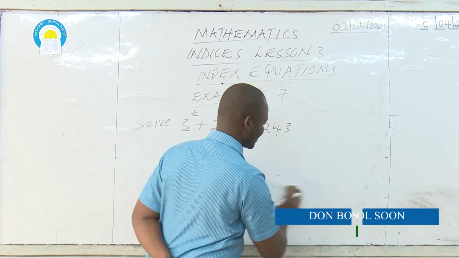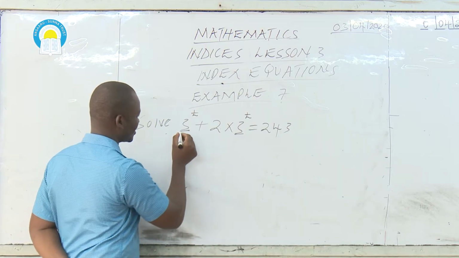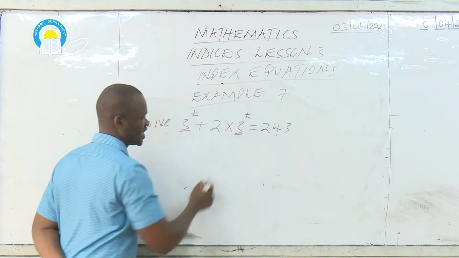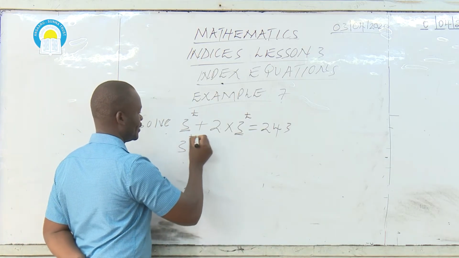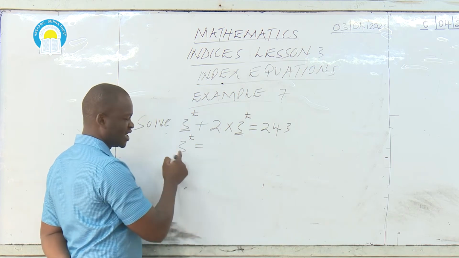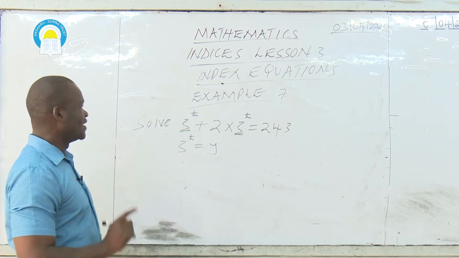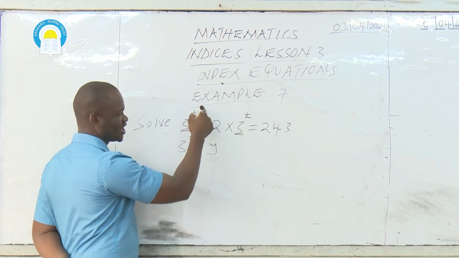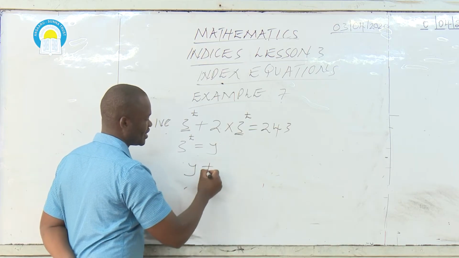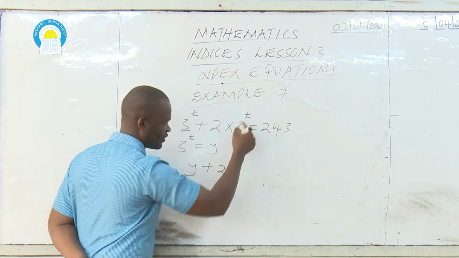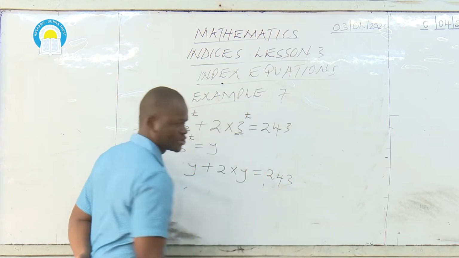Given that index equation, how would you get t? We note that we have 3 power t here and 3 power t there. They are similar. So introduce another unknown to replace the 3 power t. I can say let 3 power t be y. So in that equation where I have 3 power t, I put y. So what do we have there? y plus 2 times y, where the 3 power t is equal to 243.